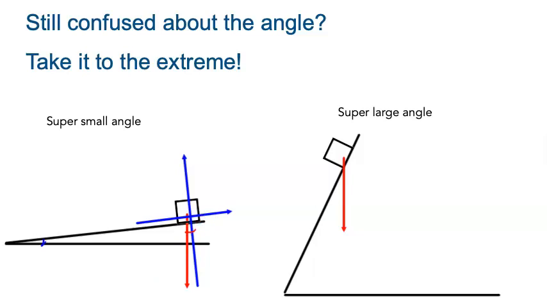And the same trick can be used with the super large angle. So we can put our axes in here, and you can see that the angle that we're after this time will not be the small angle in here. The angle that will be the same as the angle here has to be this one. So we know the angle of the incline is always the angle from the y-axis.